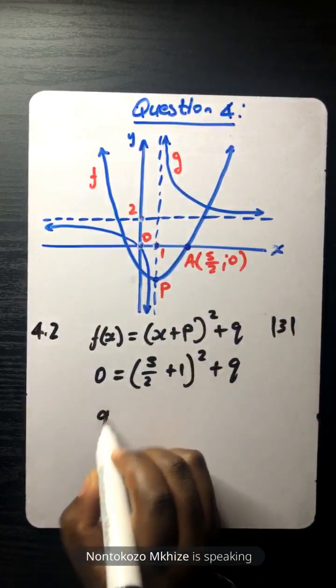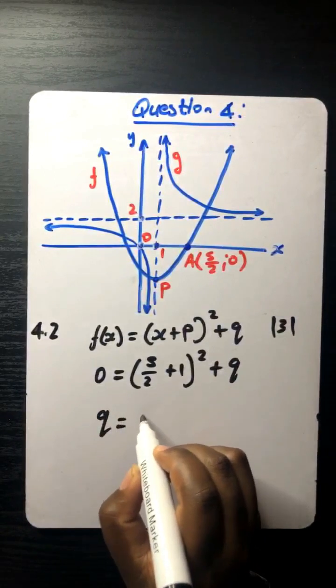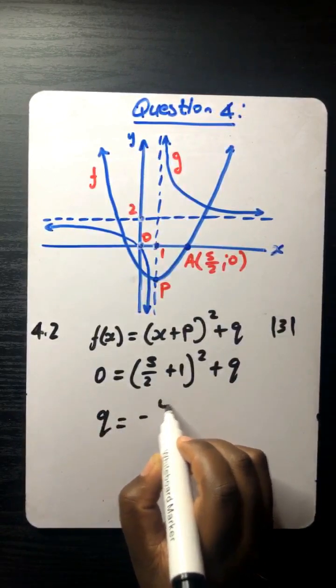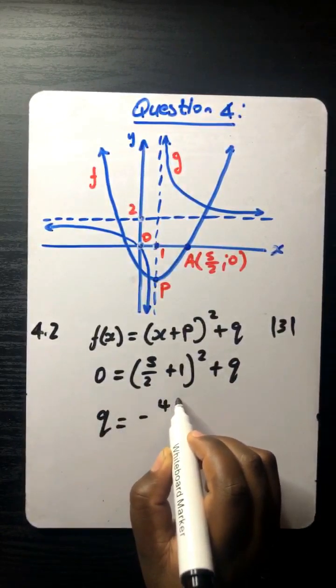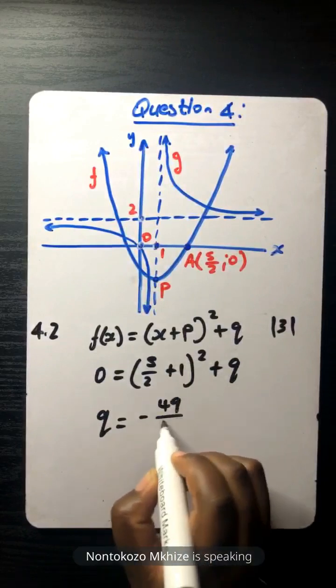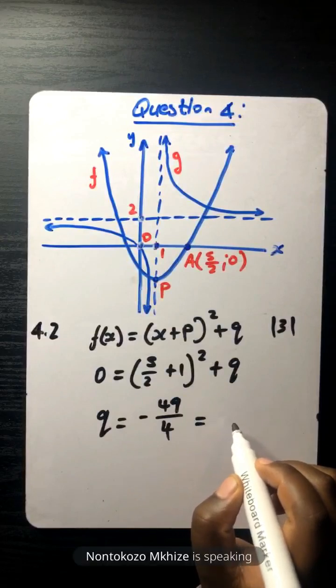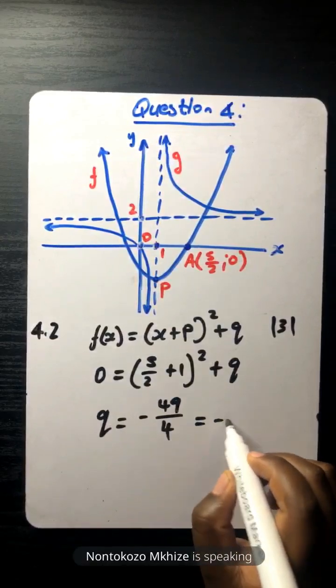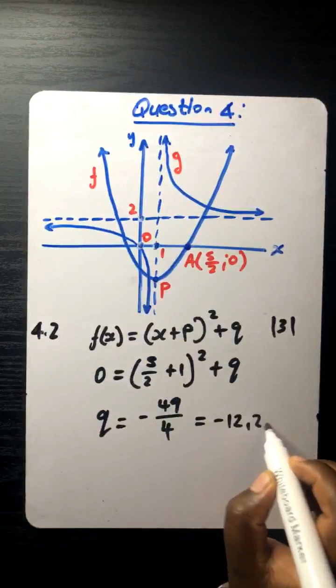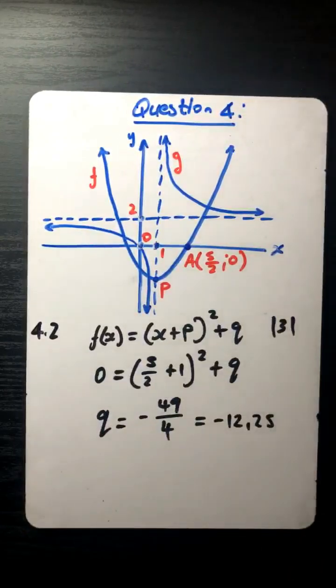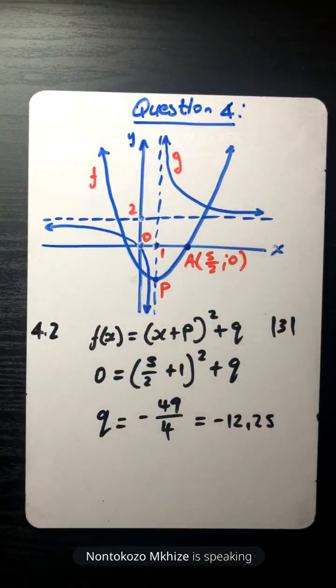So when you solve all of that, you are finally getting negative 49 over 4, you say? Yes, over 4. What is that as a decimal? Negative 12,25. Yes. Sure. And then from there, yes, I think that's it. Yes, that's it.